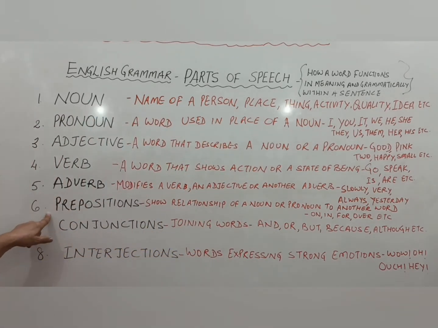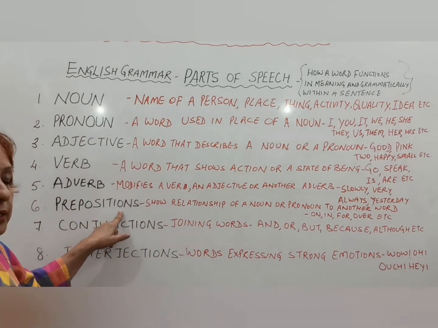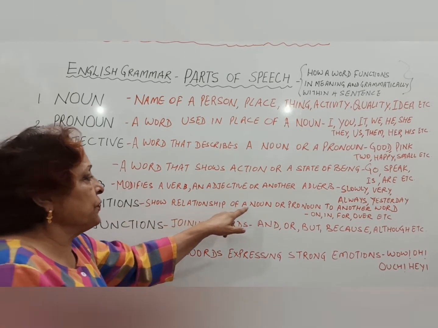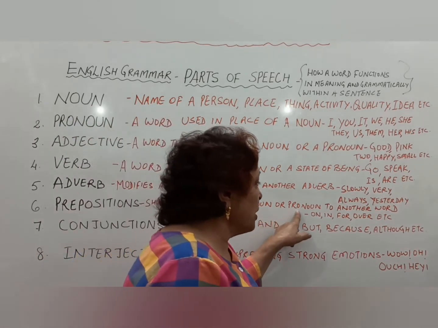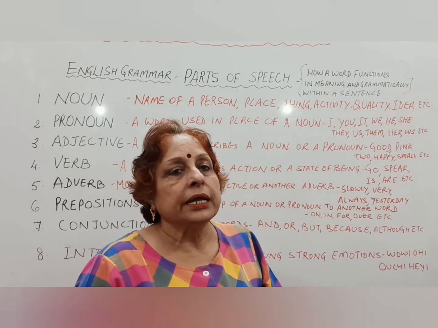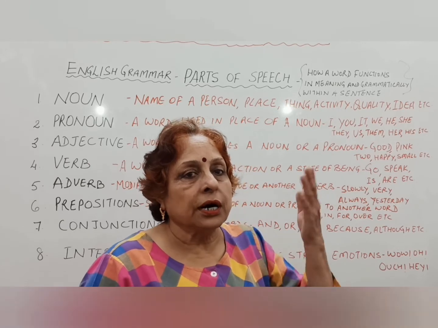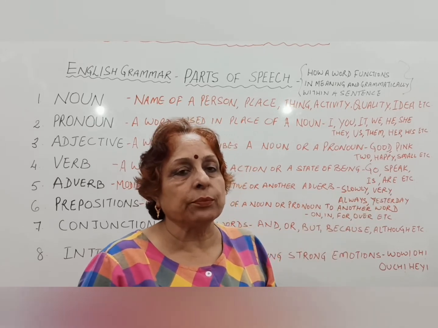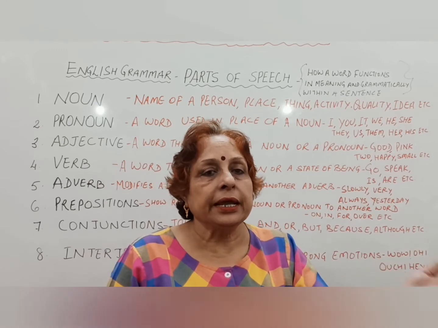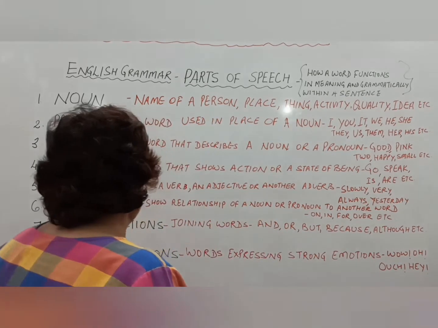Then the sixth part of speech is prepositions. Prepositions show the relationship of a noun or a pronoun to another word. For example, on, in, for, under, over. For example, the book is on the table. He is sitting in the room, etc.